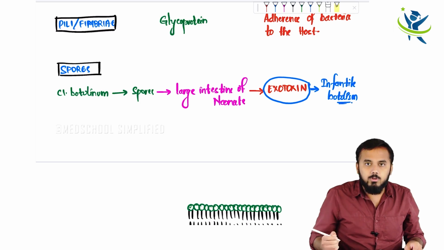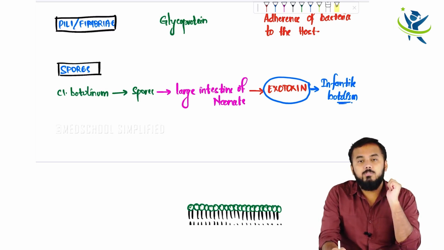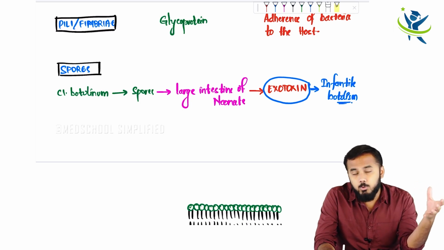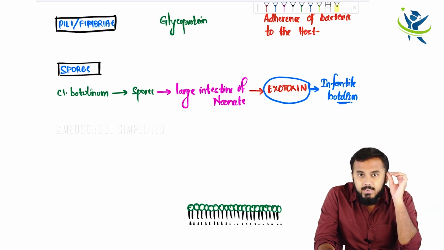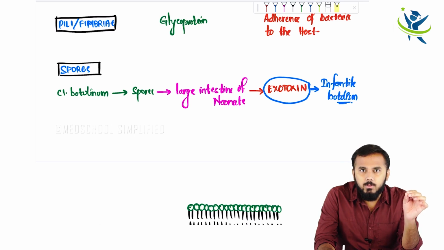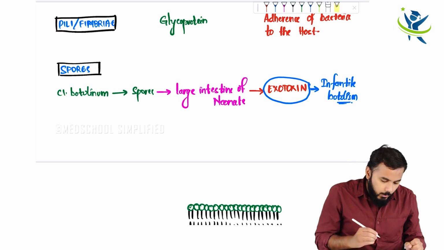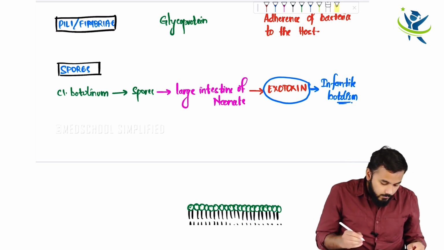So that is the reason why these spores are very important. And some of the spores, like Clostridium tetani spores and different types of spores, are even neurotoxic. They can even damage your nervous system. Okay, fine. So anyways, let me discuss some important things about these spores.